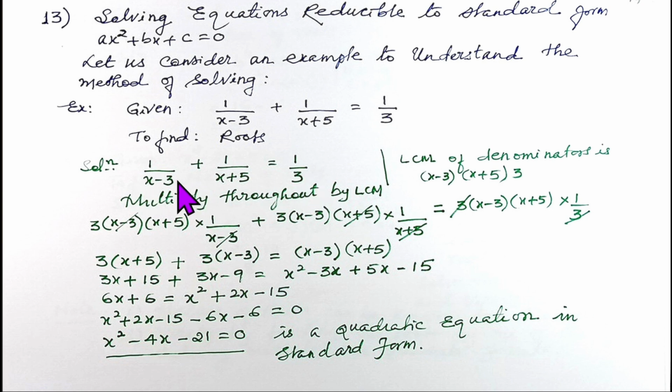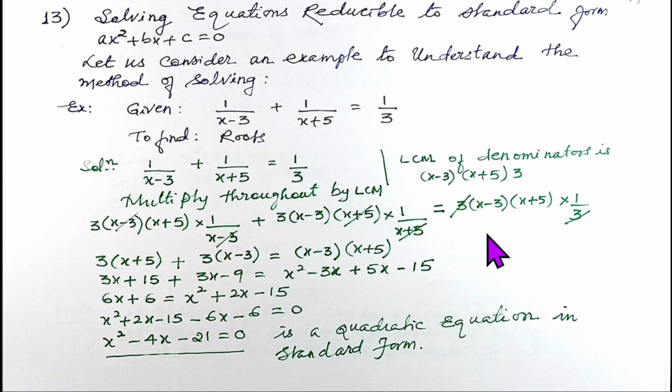Now the LCM of the denominators is (x minus 3)(x plus 5)(3). Multiply this LCM throughout. Multiply the first term with LCM, second term with LCM, and third term with LCM, and then you will find that x minus 3 cancels with x minus 3, x plus 5 cancels with x plus 5, and 3 and 3 cancel. That means I have eliminated the denominator.